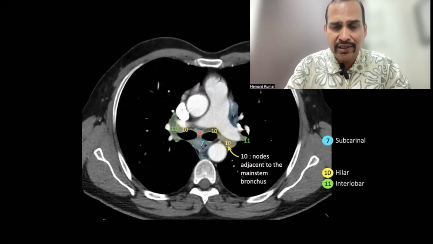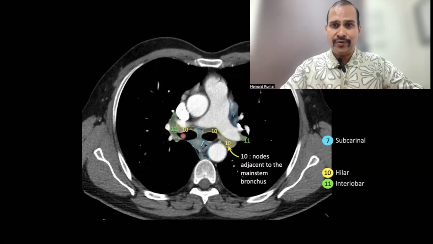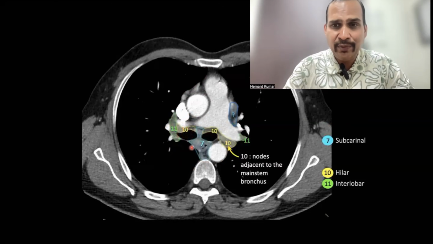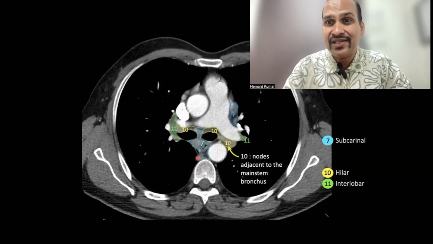So in this picture, now carina has formed. This is right main bronchus, this is left main bronchus. Okay, so below carina is station 7. So very important, we have to identify station 7 just below carina.